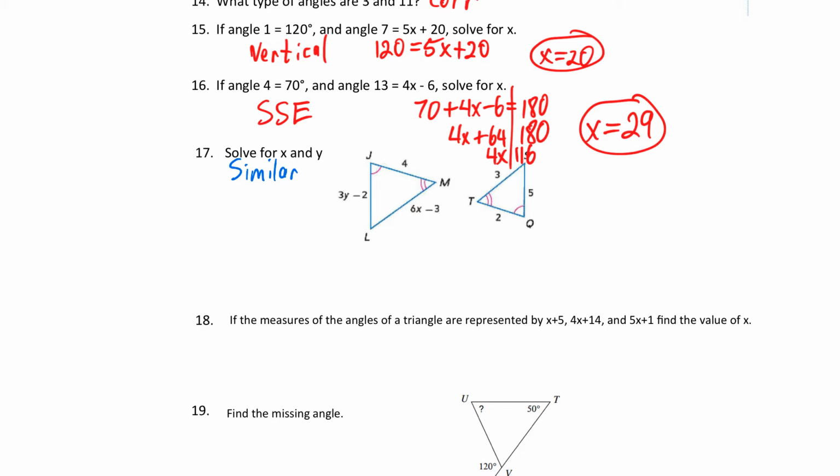Okay, so let's think about this. This side, that's the 3y minus 2. What side is that going to match up to on the other one? 5. It's going to match up to this one that's 5. So 3y minus 2 is to 5 as 4 is to 2. And then from there, we're just going to cross multiply. We're going to get 20 equals 6y minus 4. Add 4 to both sides, divide by 6, so y should equal 4.